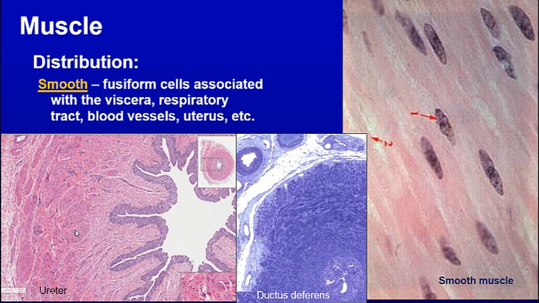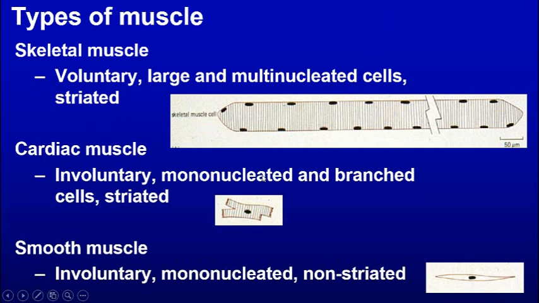Fusiform cells. Here we can see it in a ureter. These are bundles of smooth muscle cells, so there'll be several cells in cross section. Sometimes they're longitudinally arranged, sometimes they're circularly arranged. You can see the difference there. Here's the ductus deferens, more smooth muscle. Here we can see the individual cells, cross sections of individual cells. Also in this artery, we can see smooth muscle in the wall.